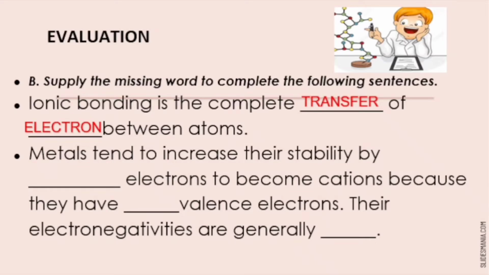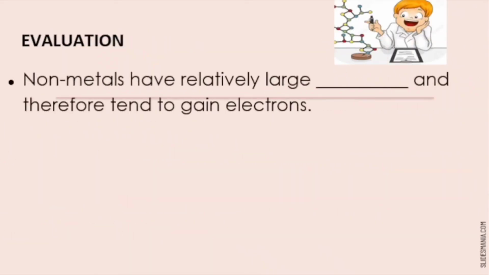And the answer is, metals tend to increase their stability by losing electrons to become cations because they have fewer valence electrons. Their electronegativities are generally low. Non-metals have relatively large ionization energy and therefore tend to gain electrons.